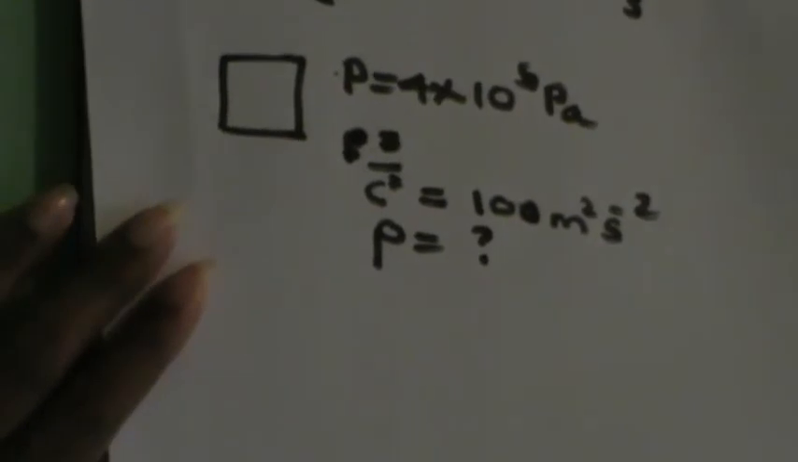I'll take the value of c squared bar, right? C squared bar has been given as 100 meters squared per second to the power minus 2. I need to find the density of this system. What is the density of this gas? So this is the problem I am facing. I've just taken a simple example in order to explain it to you.